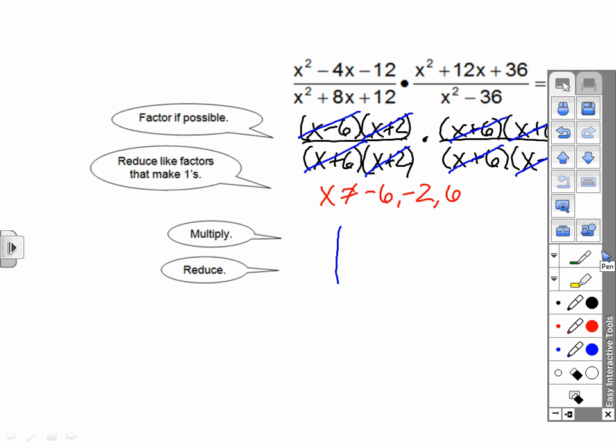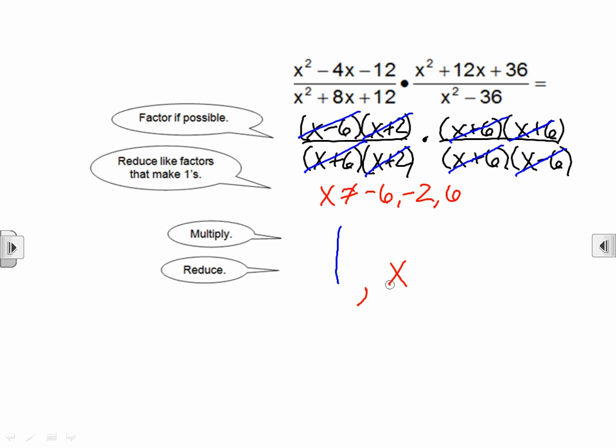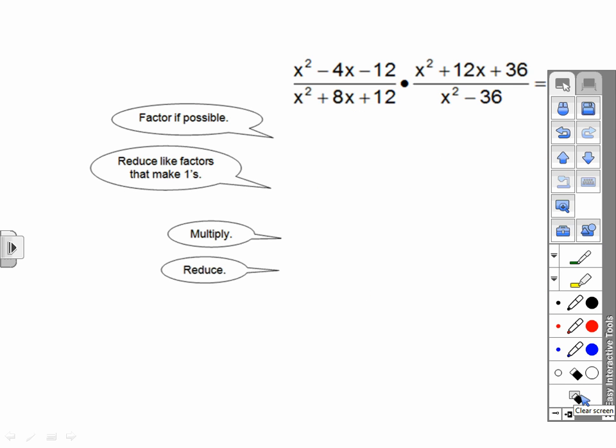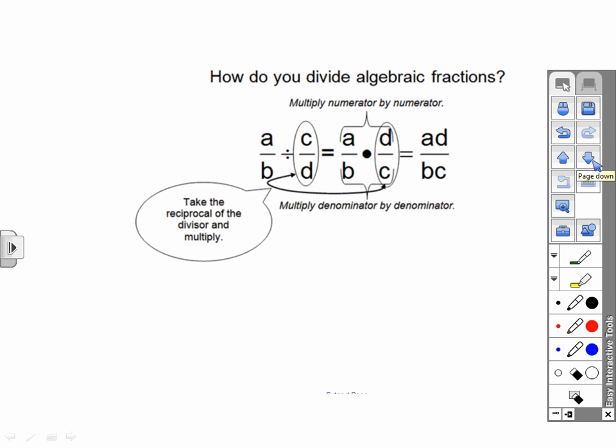Well, that was boring. Except for when x is negative 6, negative 2, and positive 6. And that means I'm going to have 3 holes because I don't have anything left in my denominator. So I have only a horizontal line y equals 1 with a whole bunch of holes. Well, that was interesting. Okay, so sometimes we're going to get a lot of stuff that reduces. That's okay. All right, the last thing we're talking about today is dividing.